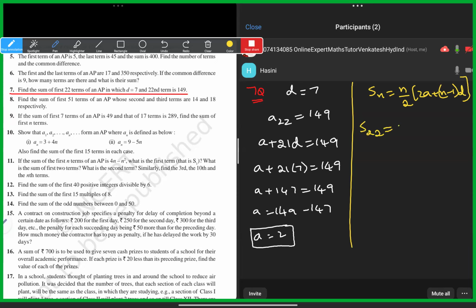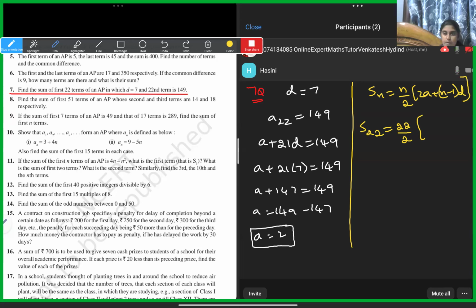S22, I'm doing, the last one is 22 by 2 into, now we have A and B both. We need not go for... okay, we can even do the sum using the second formula also here. Hasni, what is the reason? Because we can do the sum of 22 terms using the second formula as well. I wrote the first formula on the screen already, no? Yes, sir. We can do it using the second formula also in this question, because A value is given, right, sir?